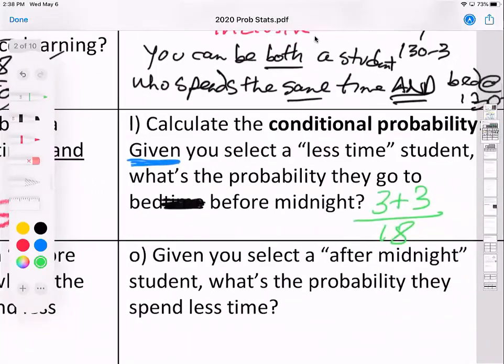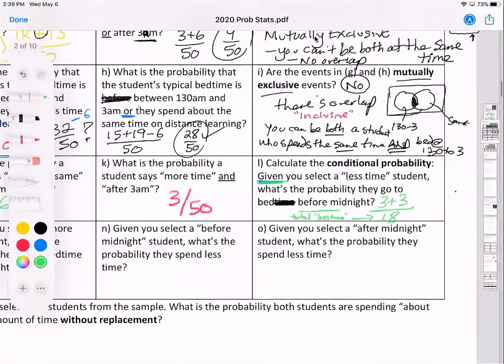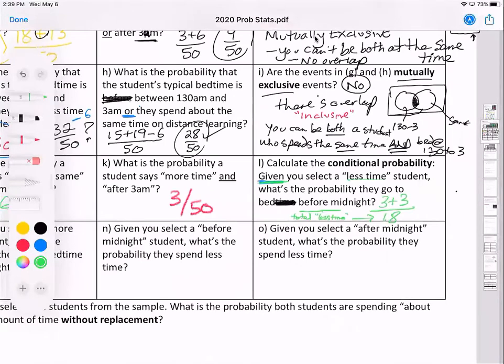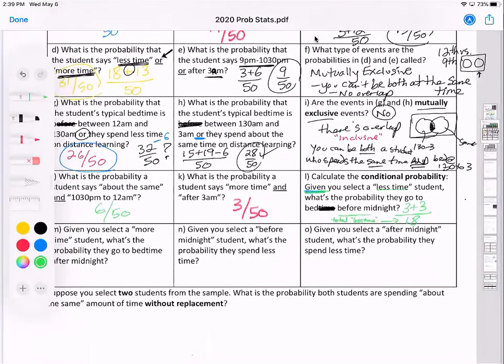So really, in doing that, we're having our denominator not as the total, but the total condition, the total less time students. And that's where that 18 came from. So that's a conditional probability. Those are really common on the SAT and the ACT, especially with two-way tables. So let's check out a couple more. The next 3 are all conditional probabilities. So I'd encourage you to pause the video and see if you can come up with the answers. And you can leave your answers as unsimplified fractions.